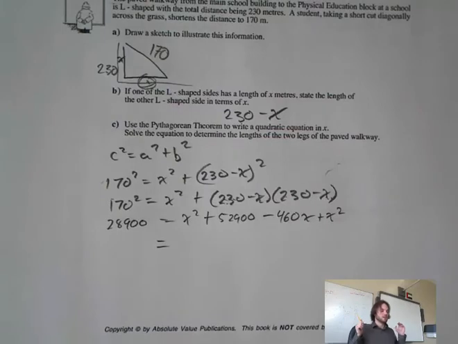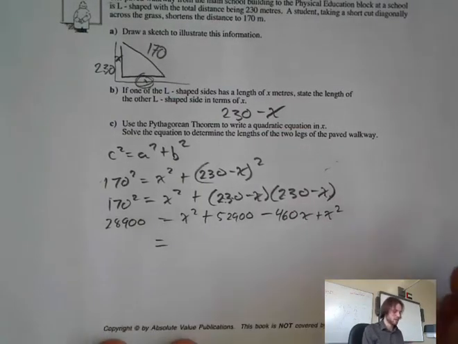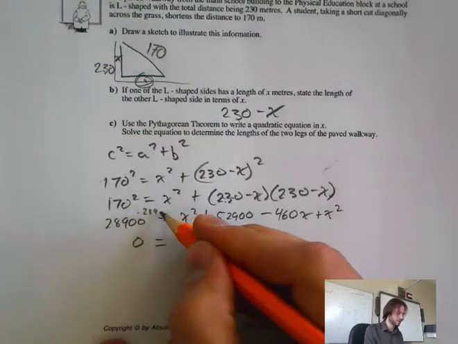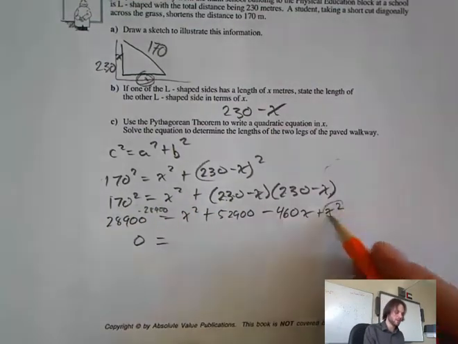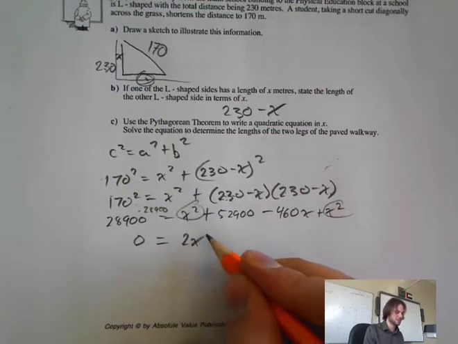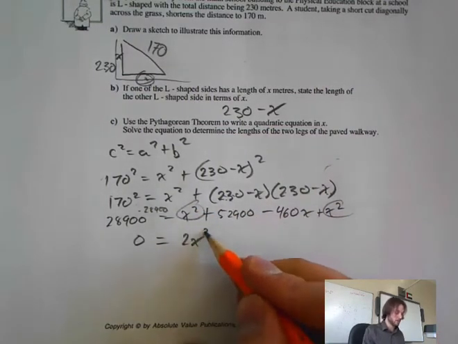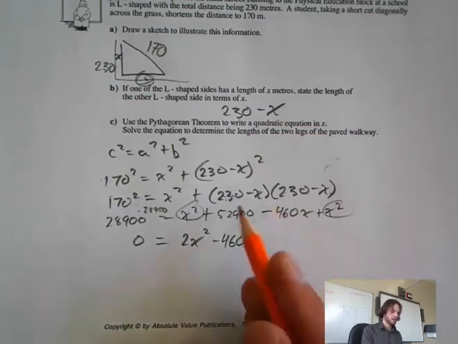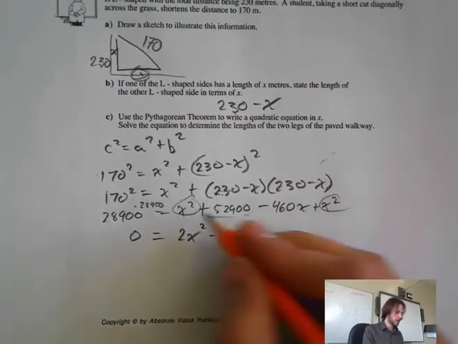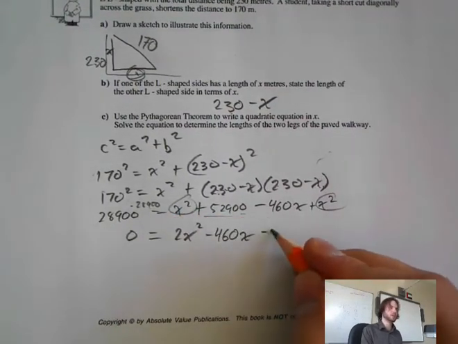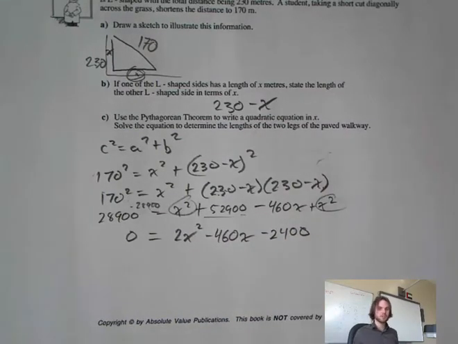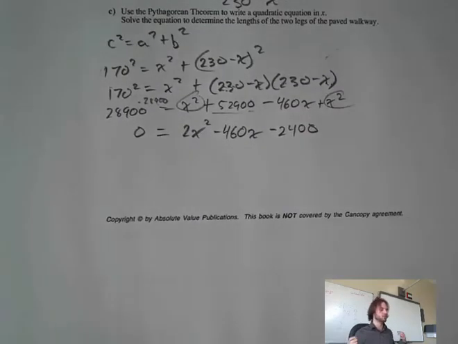Now, what I have to do now is make this equal to 0. So we're going to subtract 28900 from both sides. Combine everything on this side. These combine. I'm left with 2x squared. Those are my x squareds. Minus 460x. And we have 52900, and when we subtract 28900, it's going to give me 24000. That's it. Now, look at this. We have a quadratic equation that's equal to 0. Easier to solve now. So let's factor it out.